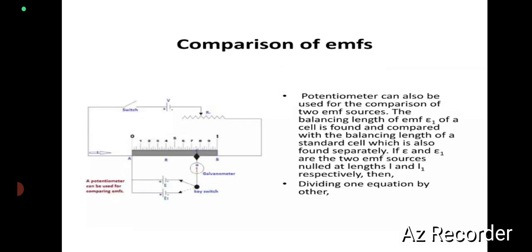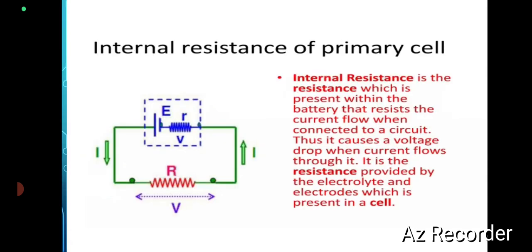Comparison of EMFs. A potentiometer can also be used for the comparison of two EMF sources. The balancing length of EMF E1 of a cell is found and compared with the balancing length of a standard cell, which is also found separately. If E and E1 are the two EMF sources, null at lengths L and L1 respectively, then dividing one equation by the other gives the ratio.